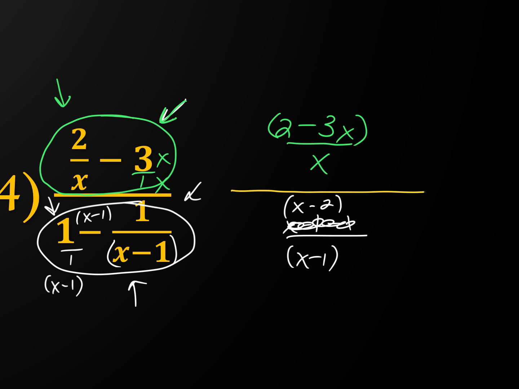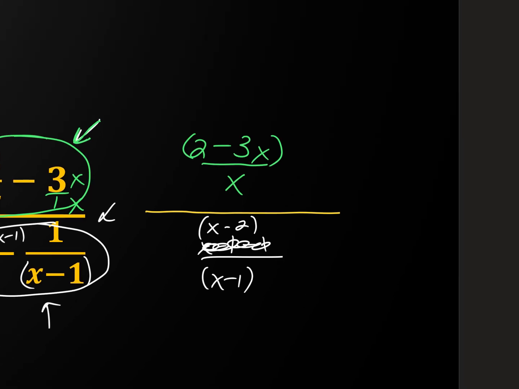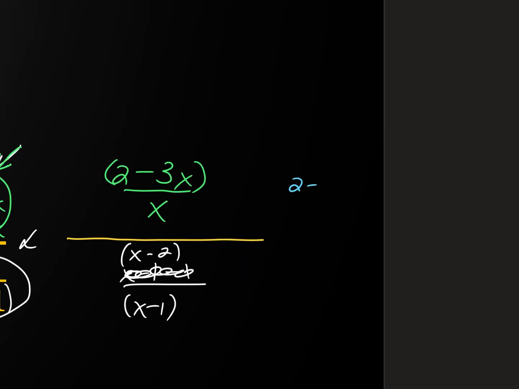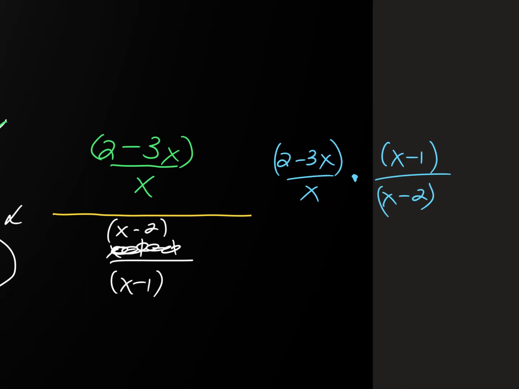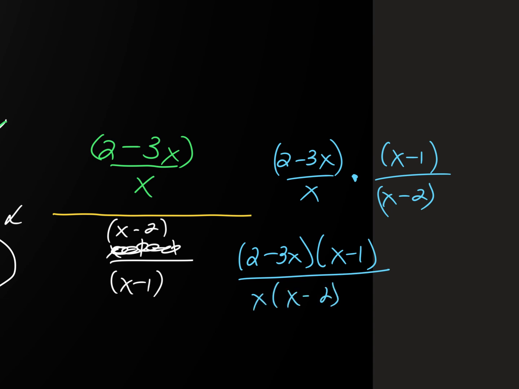And now that you have gotten rid of all of your addition and subtraction problems that were in your numerator and denominator, we can just keep change flip. So you have 2 minus 3x over x times, and when I flip, this becomes x minus 1 over x minus 2. Do you guys have anything in your numerator and denominator that's exactly the same that we can cancel out? No. So you literally just rewrite it as (2 minus 3x) times (x minus 1) over x times (x minus 2). Keep those parentheses around everything so you know, okay, nothing cancels.